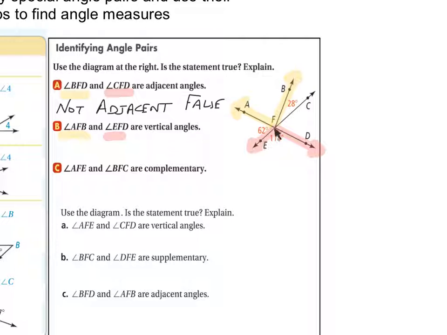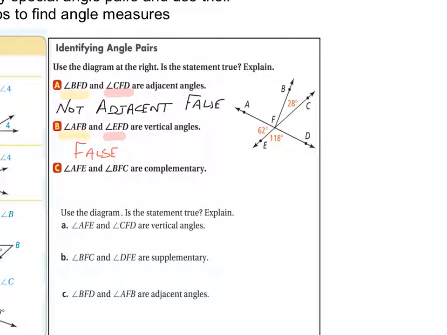Are those opposite rays? Do they form a straight line? They do not. So because of that, this is also false. They are not vertical angles. Okay? They are not vertical angles. Okay, so now let's take a look at the third question.